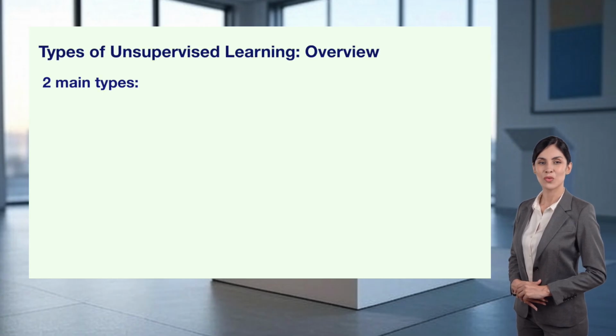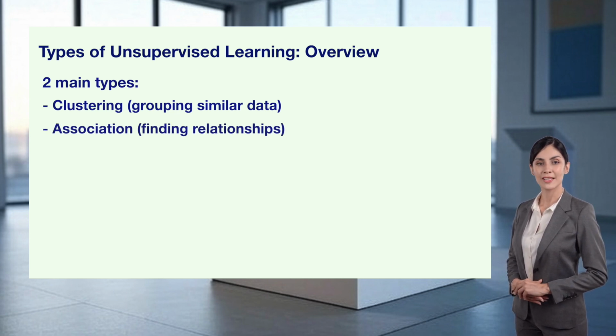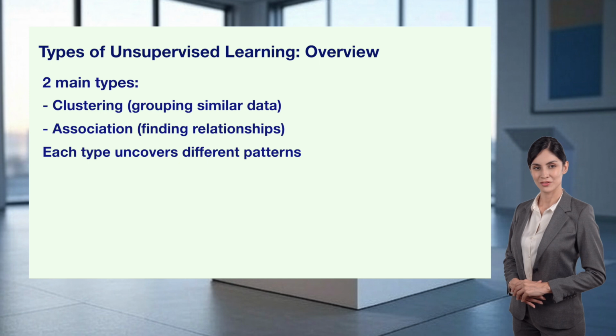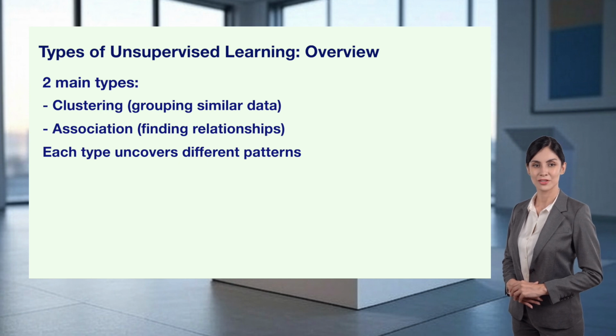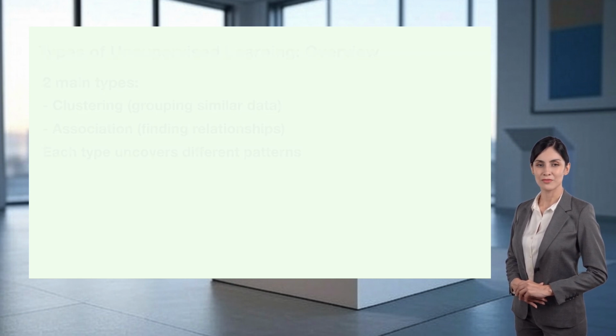Unsupervised learning has two main types: clustering and association. Clustering focuses on grouping similar data points together, like organizing items into categories. Association is about finding relationships between items, such as products often bought together. Each type uncovers different patterns in the data, depending on the task at hand. Let's explore both types in detail to understand how they work and what they reveal.